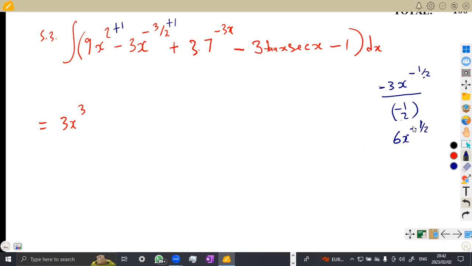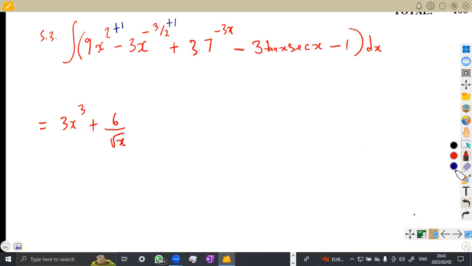And remember what I told you, the exponent of a negative means 1 over. So it is going to be 6 by 1 over x to the exponent of a half, which is 6 over the square root of x. So in this case, we are going to obtain positive 6 over the square root of x. That's what you're going to have from this integral.